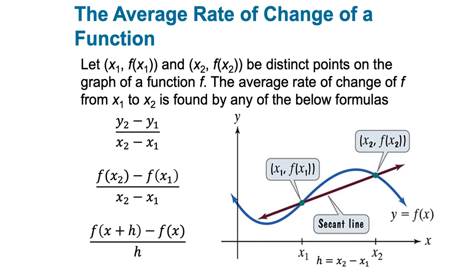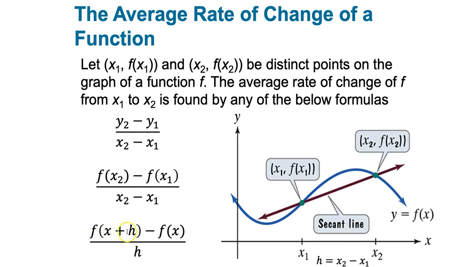The average rate of change is the slope of the secant line. Thus, the formula for average rate of change is the same formula that we have for the slope of a line passing through 2 points. Any of these formulas can be used to find slope or average rate of change. Notice this last one is what we've learned is called the difference quotient.